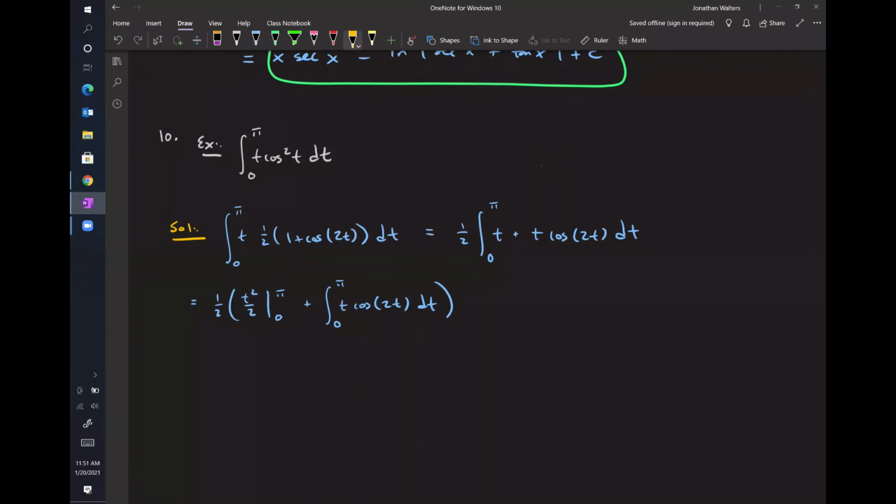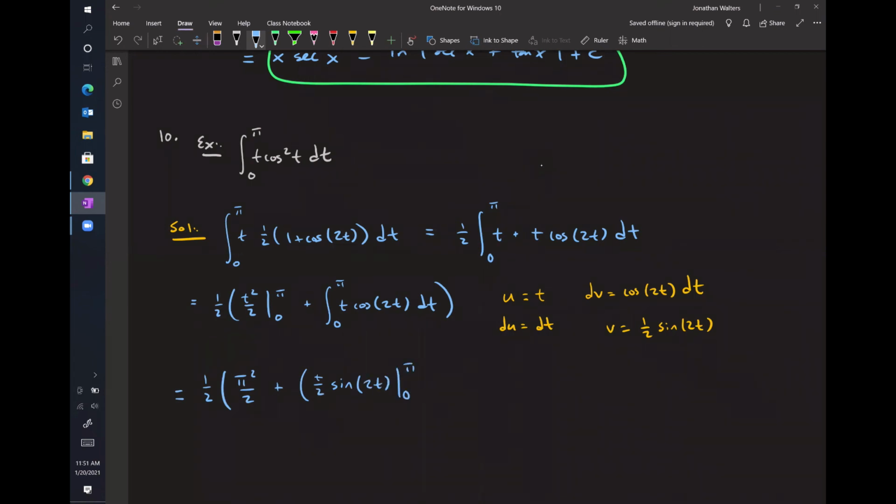So what should we do? We said it already, integration by parts. u equals t, dv equals cosine 2t dt, du equals dt, v equals 1/2 sine 2t. All right, so this is going to be 1/2 parentheses pi squared over 2 plus t over 2 sine 2t from 0 to pi minus integral 1/2 sine 2t dt from 0 to pi.